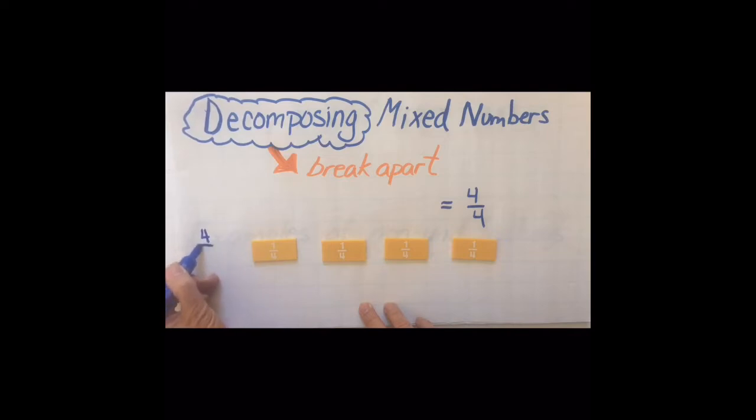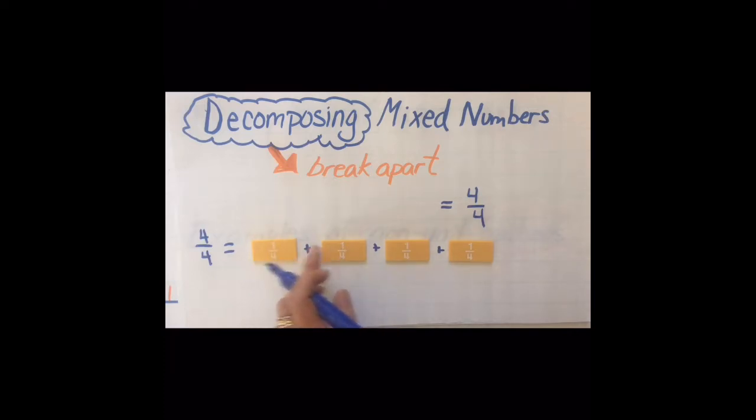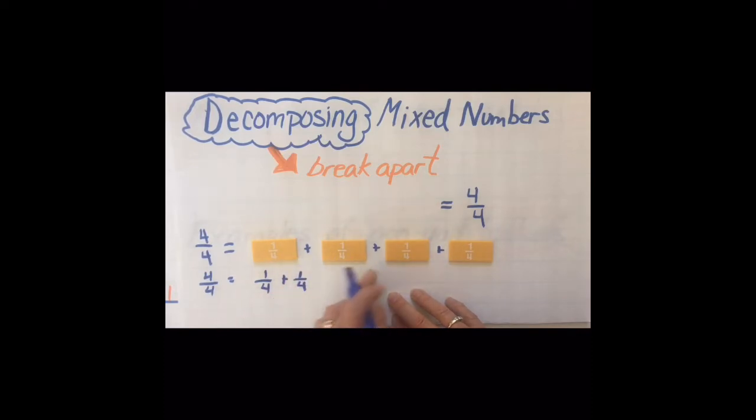And after I've broken it apart, I have 1/4 plus 1/4 plus 1/4 plus 1/4, right? And I'd like you to look at each one of these fractions. So I'm going to rewrite it. So we have 4/4 is equal to 1/4 plus 1/4 plus 1/4 plus 1/4.